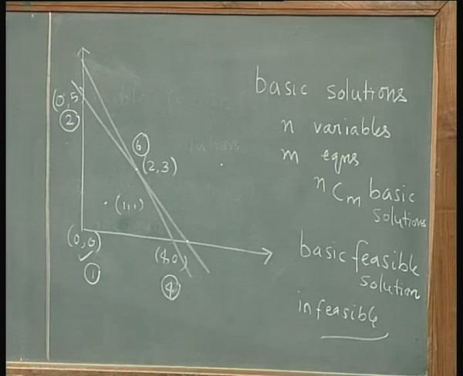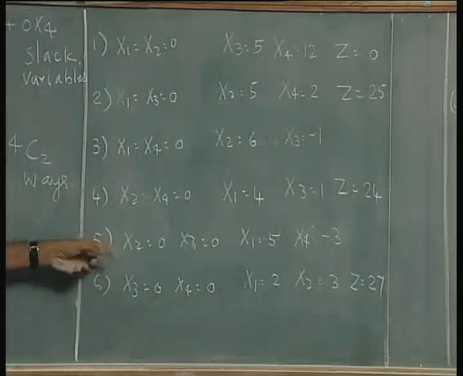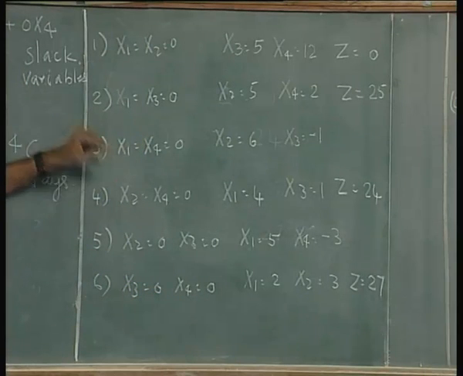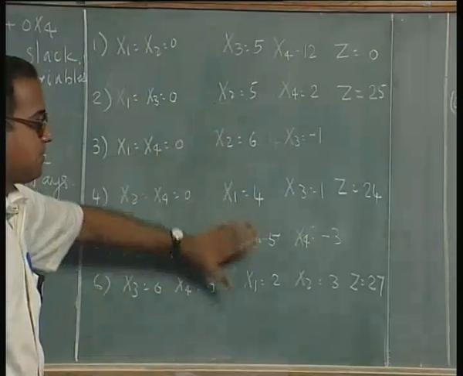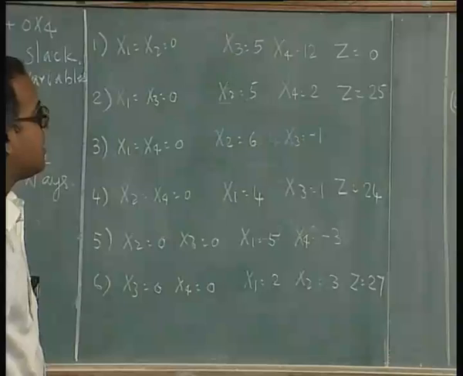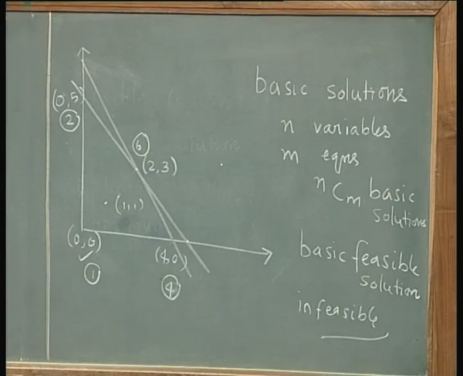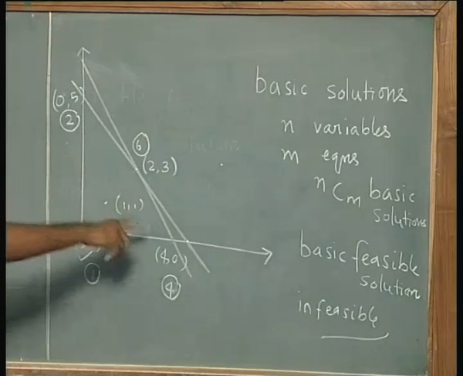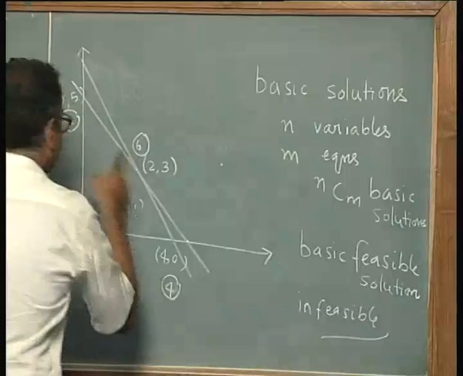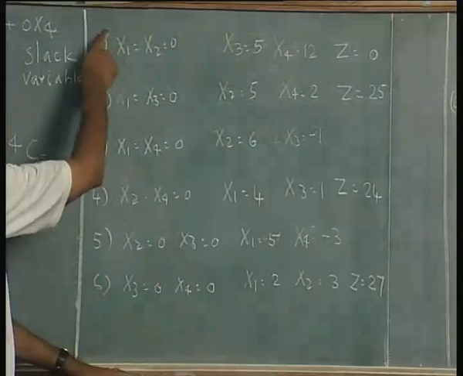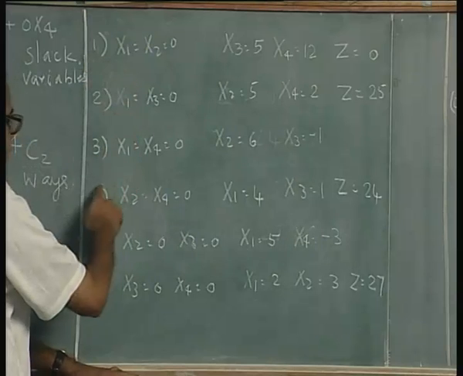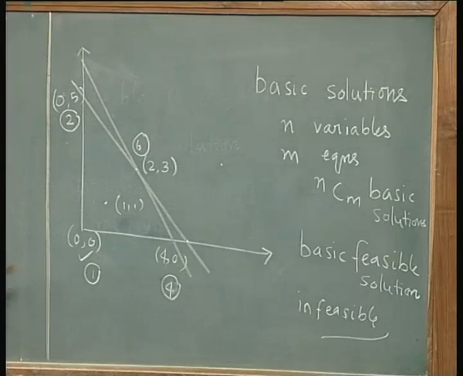So, we have 6 basic solutions in this example, out of which 4 of them are feasible and 2 of them are infeasible. We can also show that all the basic feasible solutions correspond to the 4 corner points that we have. These 4 basic solutions that are feasible are 1, 2, 4 and 6, and they are the 4 corner points 1, 2, 4 and 6.